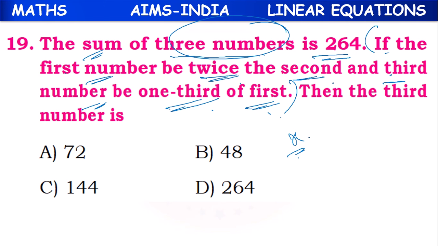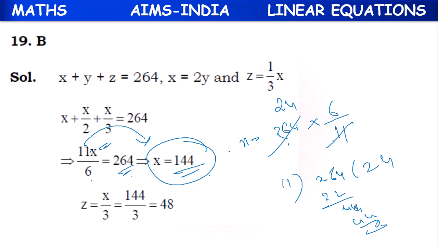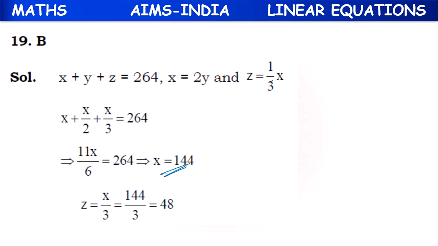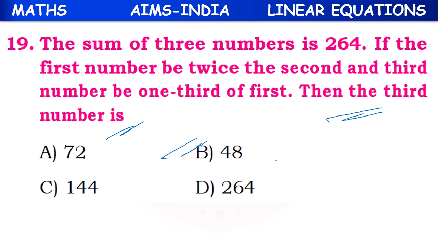But they are asking, what is the third number? Here x is the first number. The third number is 1 by 3 x. 1 by 3 into x means 1 by 3 into 144. We have to divide 144 by 3. 3 times 4 is 12, 24. 3 times 8 is 24. 48 is the third number.